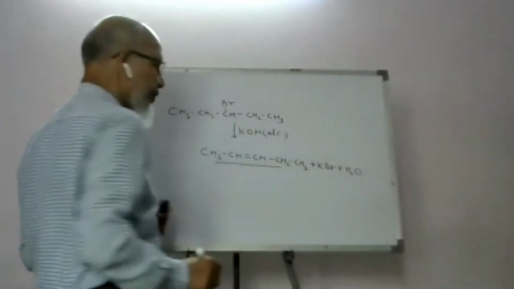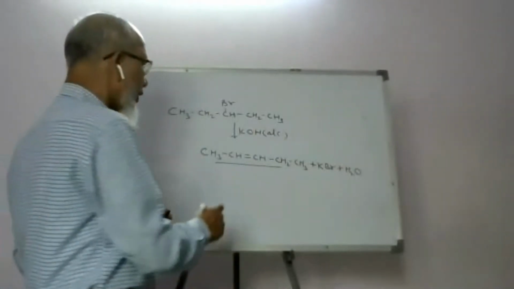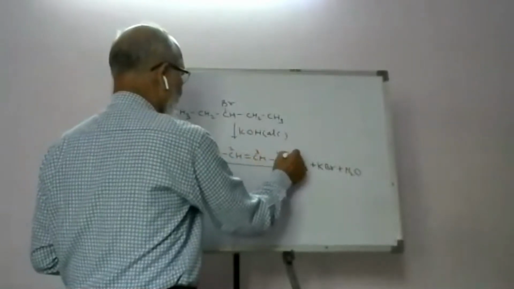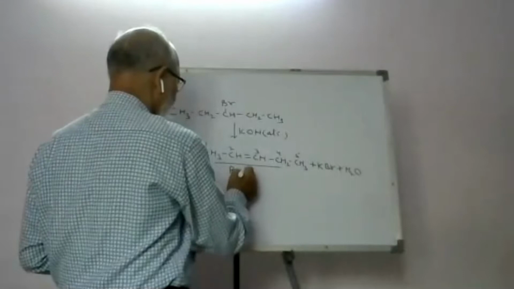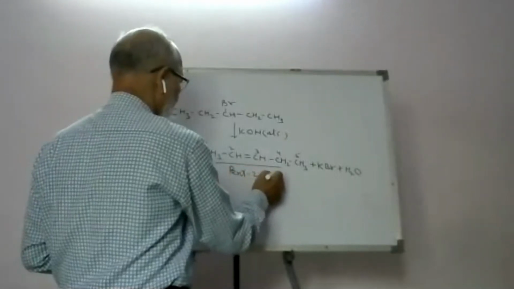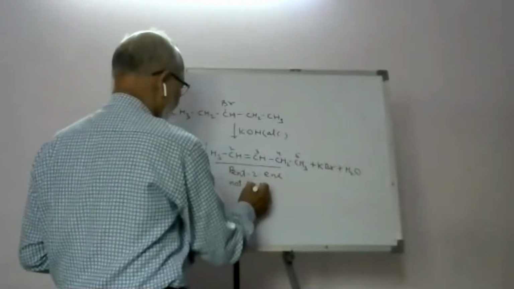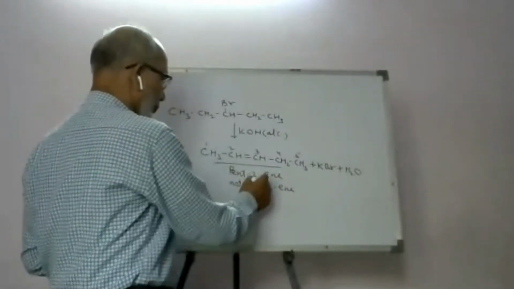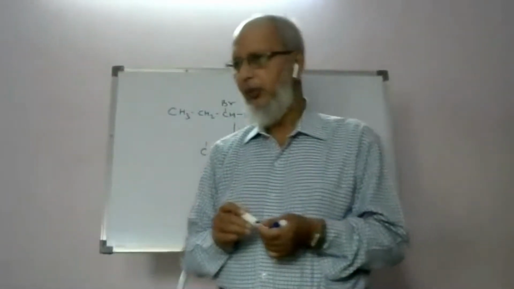This compound by mistake I had written butene, but it is actually pentene because it contains 5 carbon atoms. So it should be pentene and not butene as I had written earlier. I am sorry for this. So please rectify this mistake in your notes.